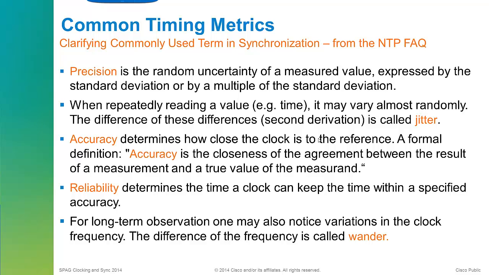Accuracy is probably the most important. There's a formal definition, but accuracy basically says how close the result of what we're measuring is to the value of the reference. So that's very important. And then reliability just says the amount of time that you can keep within a specified accuracy. So if you can be accurate to within this particular difference for a long period of time, you're more reliable than one that cannot.